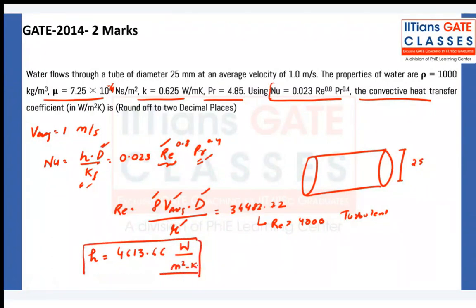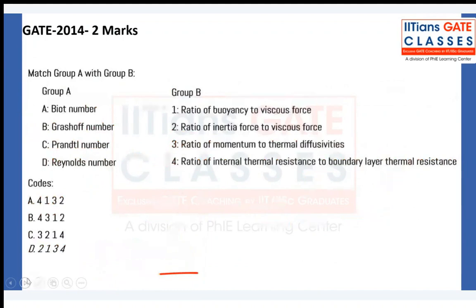It's very easy, right? Tell me what is the answer. Biot number, Kirchhoff's number, Prandtl number, Reynolds number. A, B, C, D. What is the right answer? A is the right answer. Anyone who has any doubt in this?